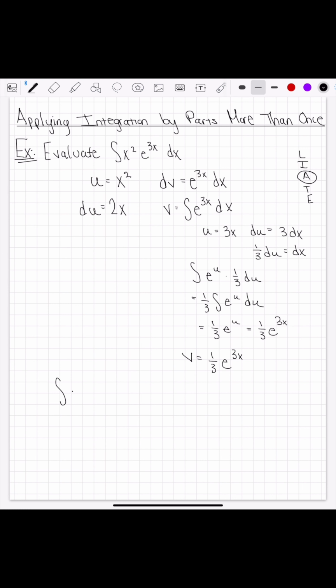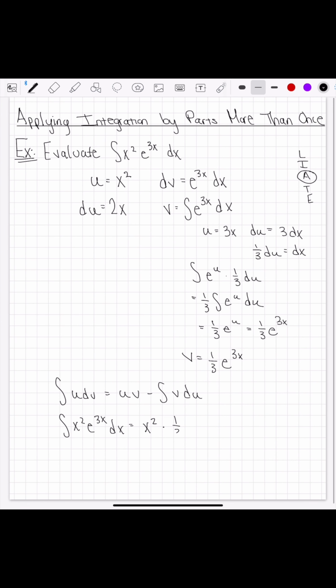So now we have everything we need in order to plug into our integration by parts formula, right? So our original integral is equal to u, we said, is x squared, v, we said, is 1/3 e to the 3x, and then minus the integral of v, which is 1/3 e to the 3x, and du is 2x dx. Okay. All right, so now we can start simplifying things. So this becomes 1/3 x squared e to the 3x.